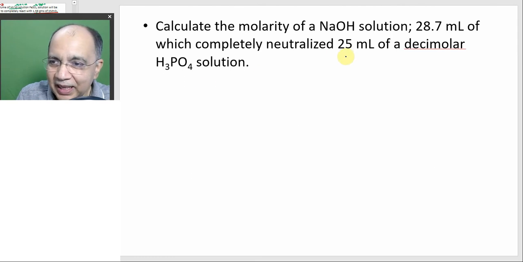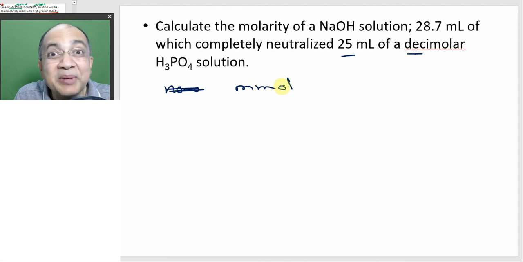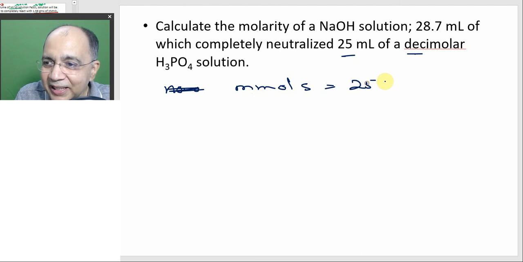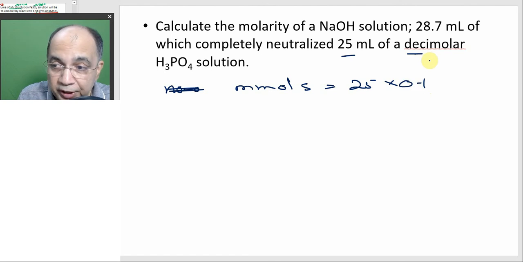Now the data for phosphoric acid is given for both volume and molarity. So the number of millimoles, let us do it by the milli method, is equal to volume in milliliter into molarity. I am having a hangover of the normality, equivalent concept. I have to maintain restraint because I am teaching you. 25 into the molarity, which is 0.1, deci means 0.1, 1 by 10. So it is 2.5 millimoles.